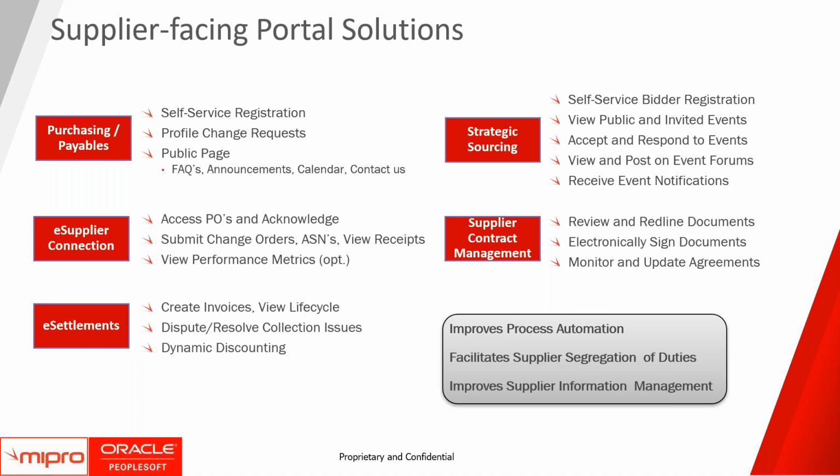Additionally, eSettlements includes a function called dynamic discounting. Dynamic discounting allows both the supplier or the buying organization to suggest discounts, additional discounts beyond just the purchase order terms. So as a supplier, I might be in a situation where I'm in a cash shortage, as an example. Well, maybe I'm willing to offer a little larger discount if I can streamline the payment so that I get those funds sooner. Using dynamic discounting, I can create that type of proposal, submit it to the buying organization. The buying organization has the opportunity to approve or reject.